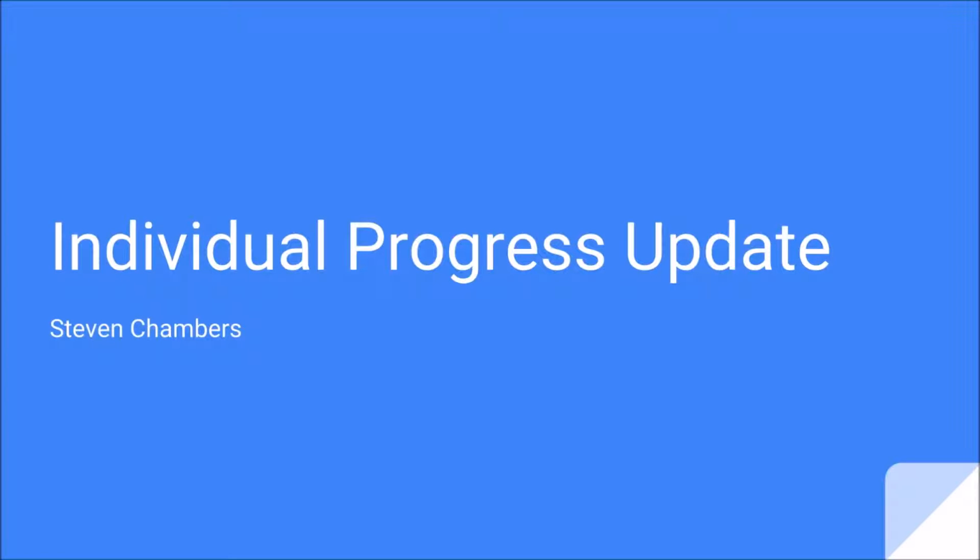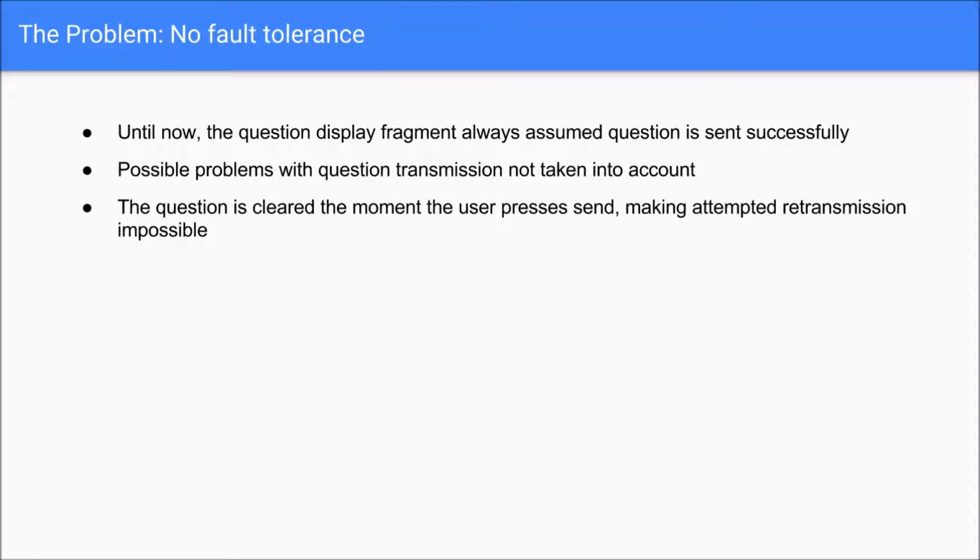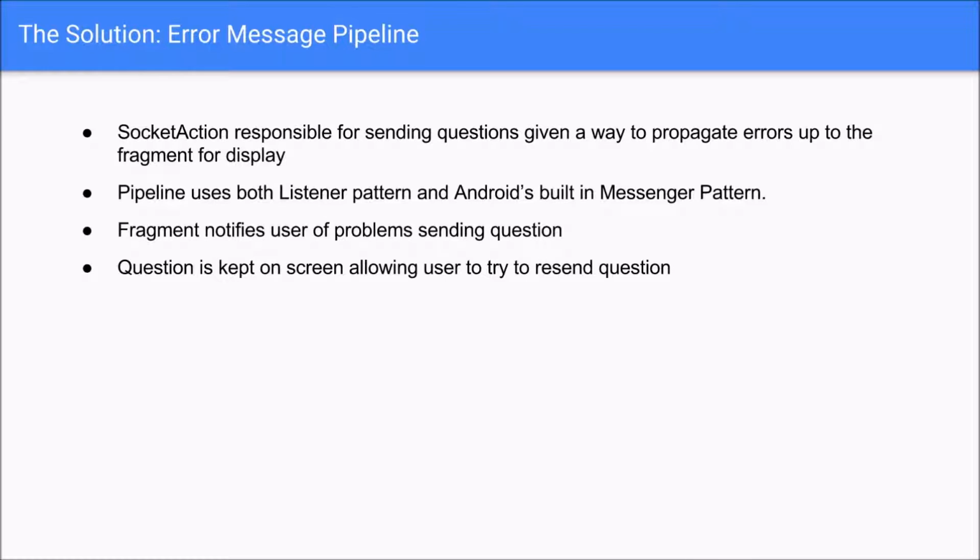This sprint I've focused on solving the problem of a lack of fault tolerance in our question application. Until now, the question display fragment always assumes that the question is sent successfully, but this isn't always the case, and possible transmission errors with the question are not taken into account. The question is cleared the moment the user presses send, making attempted retransmission impossible, which can be pretty frustrating from a user perspective. The solution for this is having an error message pipeline.